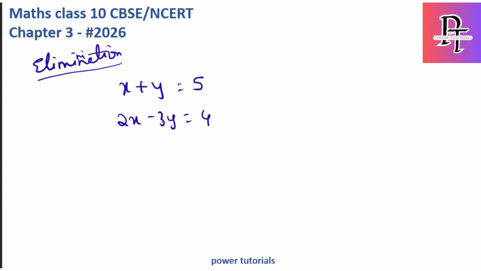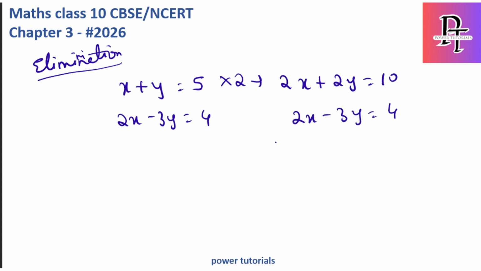So here, x plus y and 2x, I will simply multiply the first equation by 2. Now this equation becomes 2x plus 2y is equal to 10. The second equation we have is 2x minus 3y is equal to 4. If I add these two, addition means no need to change any signs, just add, 2x plus 2x. Okay, I don't want to add because I want to eliminate. I will do subtraction. I will just change the signs.